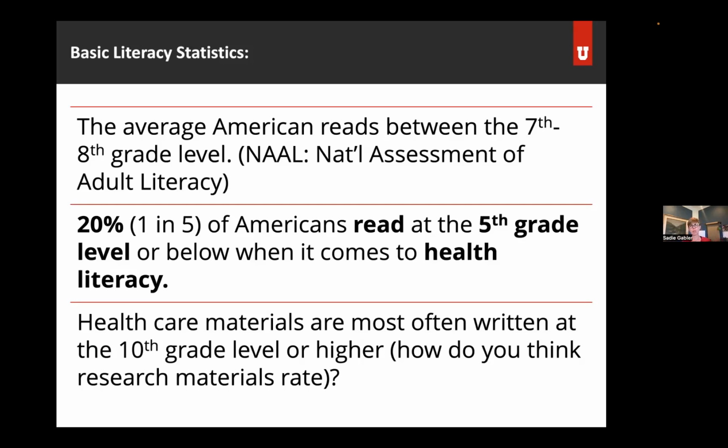However, healthcare materials are most often written, we know this from research, at the 10th grade level or higher. So how do you think research materials rate? Research materials at best will rate at about a 10th grade reading level. They're complex, they're long. Most individuals, although they may understand their conditions or the healthcare system, may not have ever experienced research. Most of us that are in research have never been asked to take part in research. So there is a huge disconnect between healthcare materials and research materials.